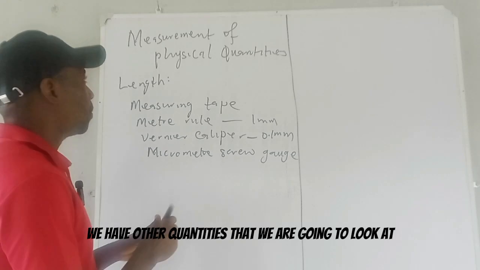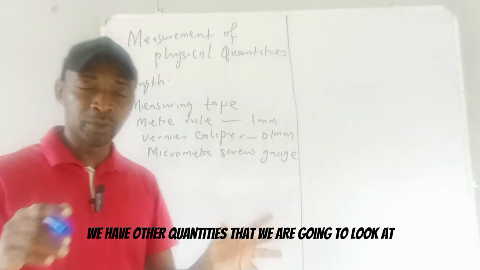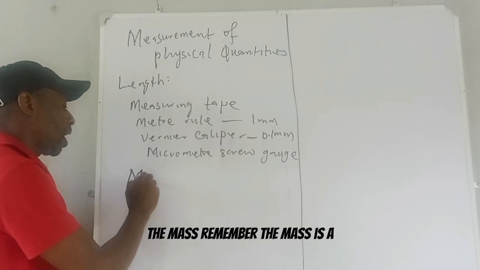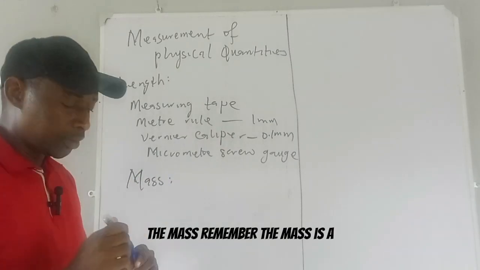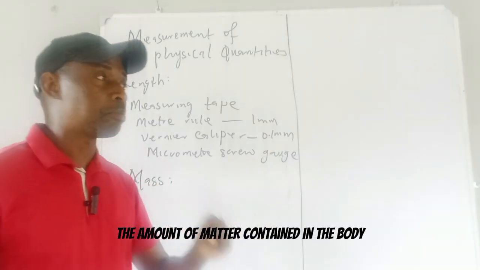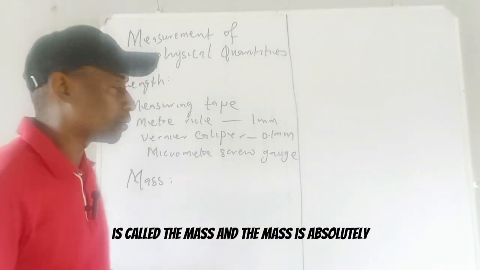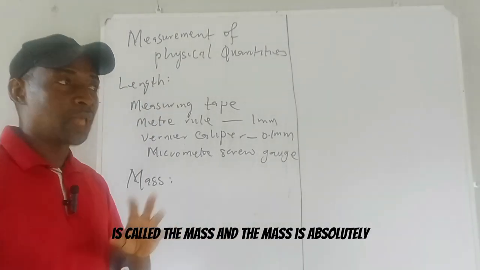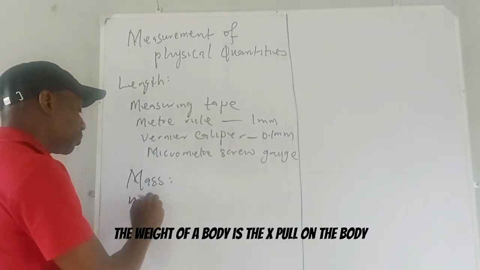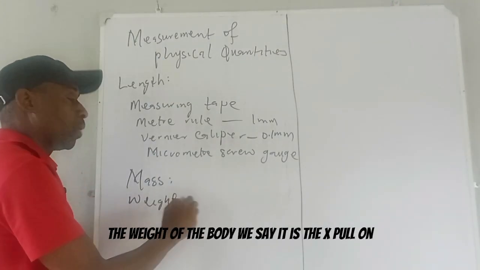Then we have other quantities that we are going to look at how to measure. Something like the mass. Remember, the mass is the amount of matter contained in a body. And the mass is absolutely different from the weight of a body. The weight of a body is the earth pull on the body.